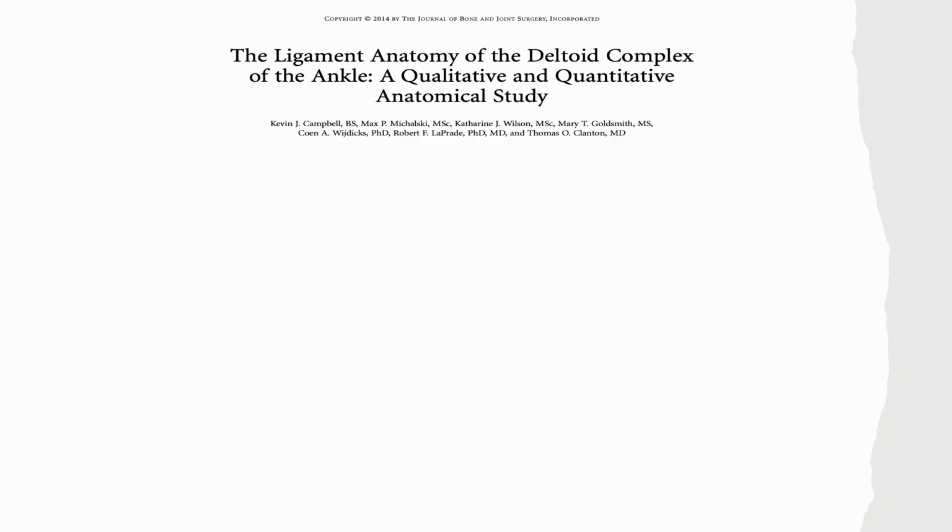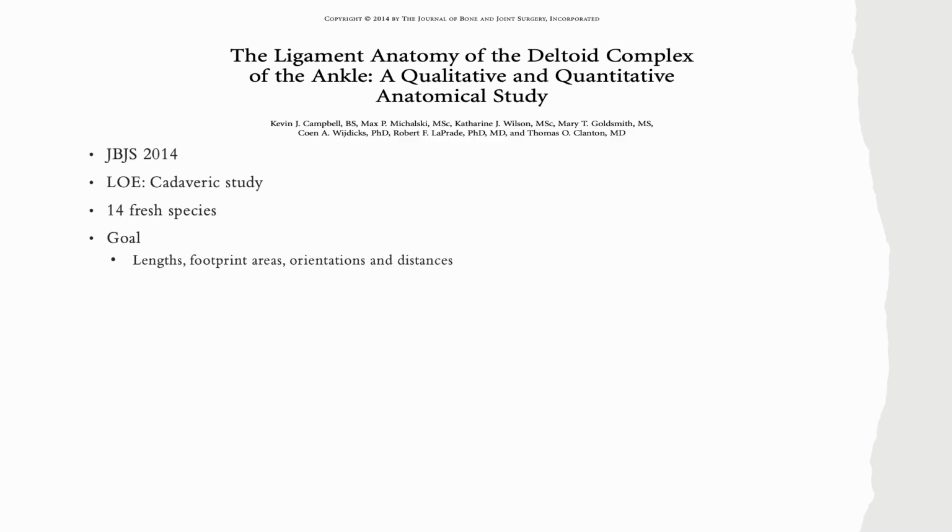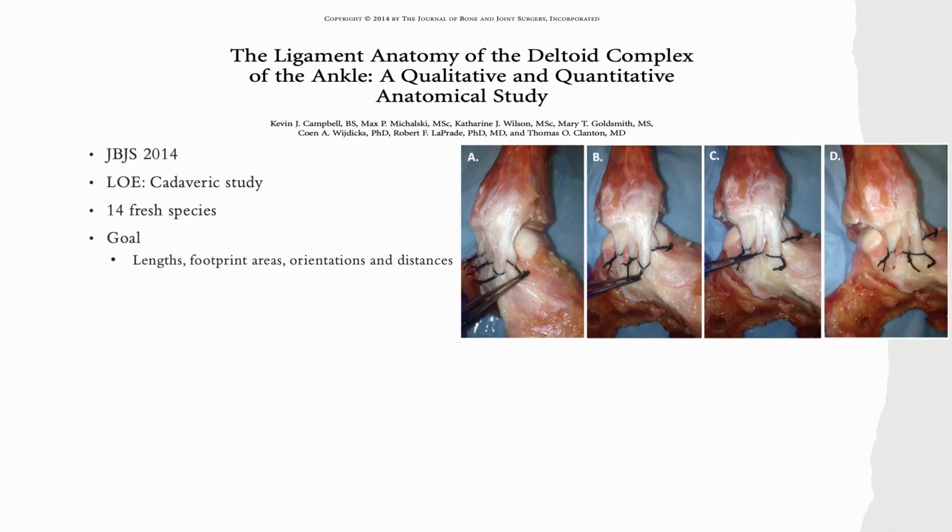JBJS produced this really good study, and it was in 2014 as a cadaveric study, so 14 fresh specimens. They really dissected the medial ligaments, and they have really good pictures that you'll see here. And I really love this study. This was early on when I was in residency. I really focused on learning from this study, and it helped me almost teach myself, teach my colleagues, and as residents and students, and then ultimately I presented this to my attendings as well.